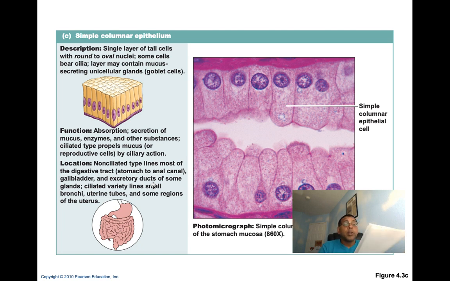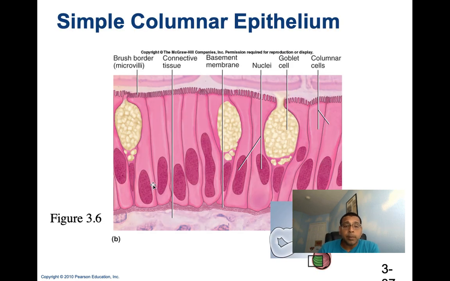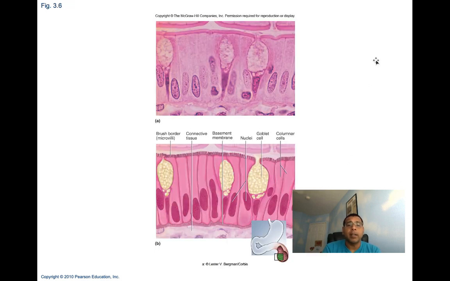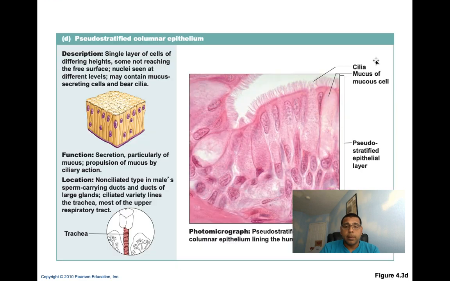Next, then, let's move to pseudostratified columnar epithelium. So, simple columnar. Here we can appreciate some goblet cells, three of them. And again, column-shaped cells. And here, some have microvilli to them. Next, then, let's look at these pseudostratified. Let's move over here.